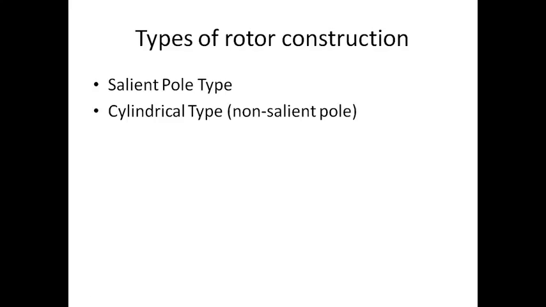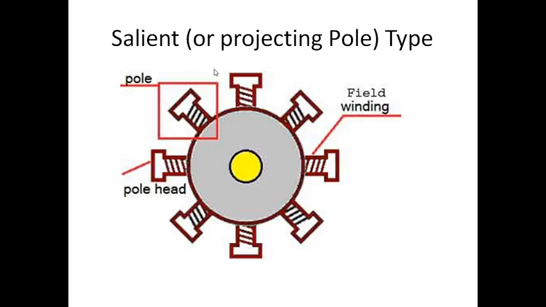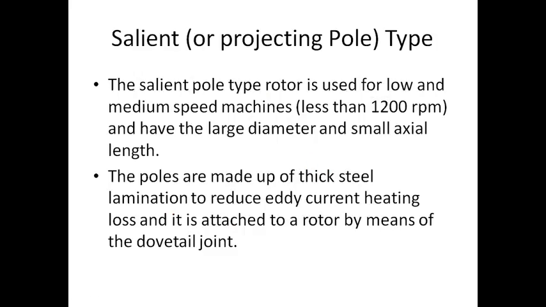There are two types of rotor: one is the salient pole type and the second is the cylindrical or non-salient pole type. First we are going to see the salient or projecting pole type, where my poles are projected outside. This is my pole, this is my pole head, and the field winding is present over here. The salient pole type is used for low and medium speed machines. Whenever I want low speed, I use the salient pole type. The poles are made up of thick steel. This is all about how the manufacturing is done with the salient pole. This is self-explanatory.